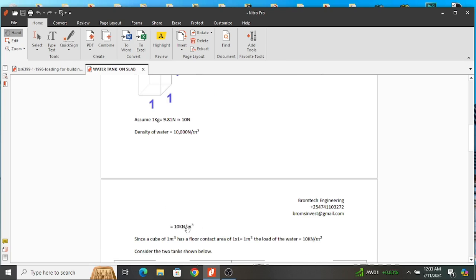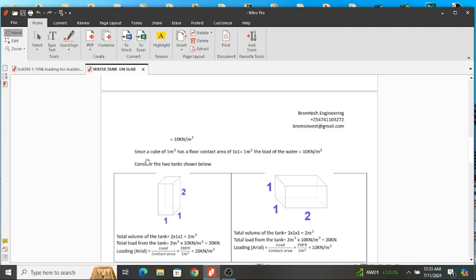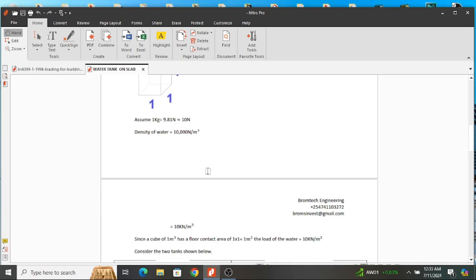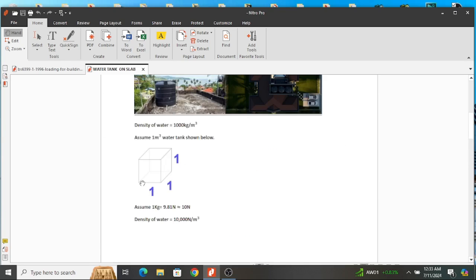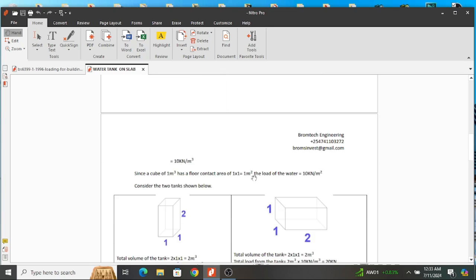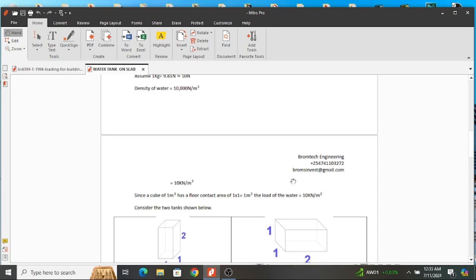Since a cube of 1 meter cubic has a floor contact area of 1 by 1, that is 1 meter square. When you consider this cube, the contact area is the area here. That is this one multiplied by 1, which gives you a 1 meter square contact area. The load of the water is 10 kilonewtons per square meter.